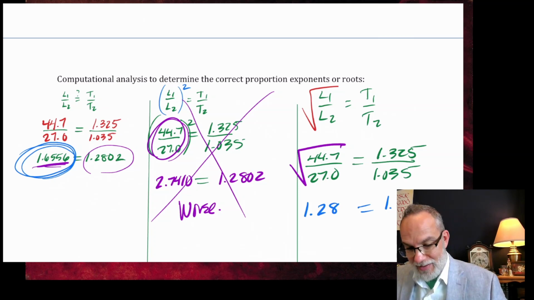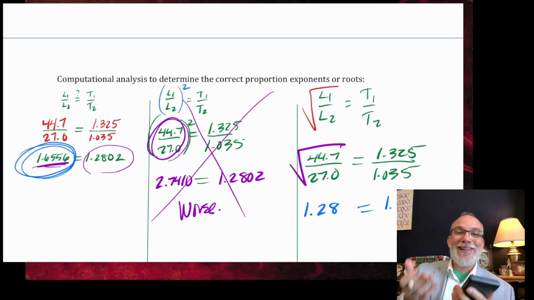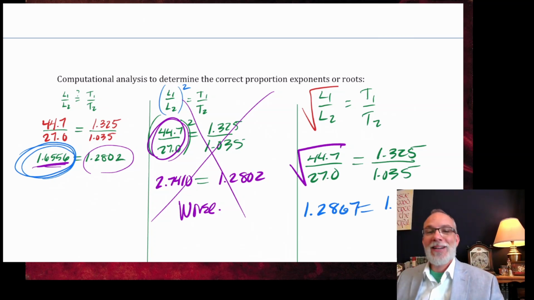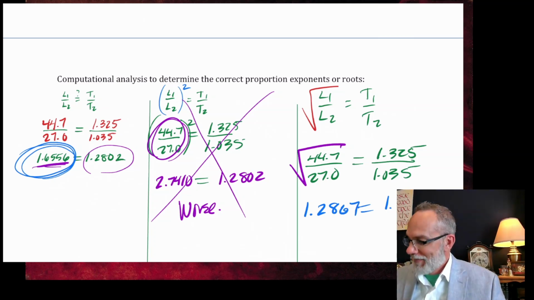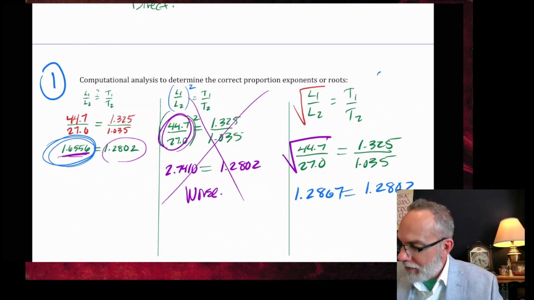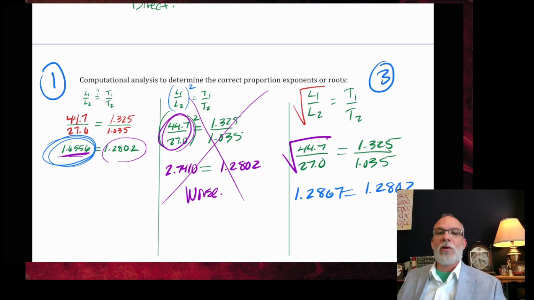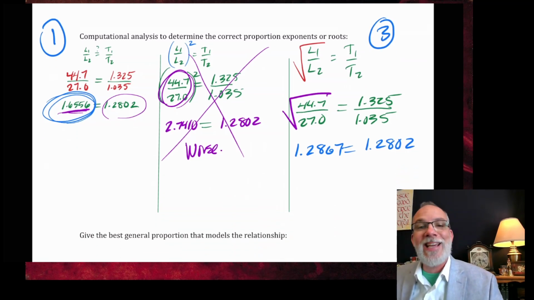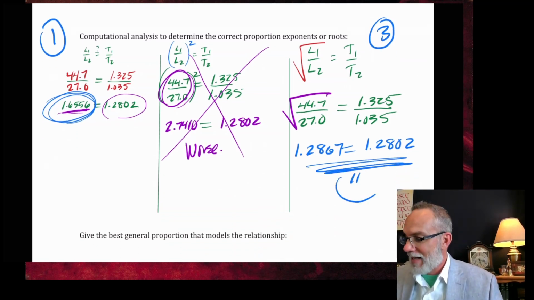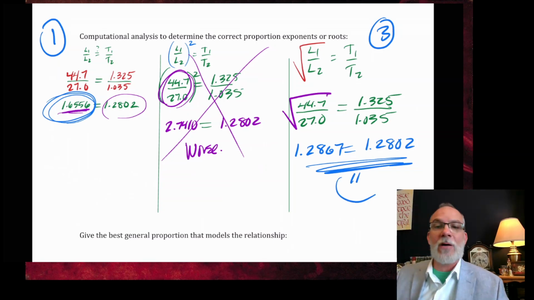1.28. Oh my gooseness. All right, so now between model number 1 and model number 3, which is the better model? Well, can you see? It's this one right here. Yeah, that's the better model. See how close they are? They're off by 6/1000th or so. That's really a better model.